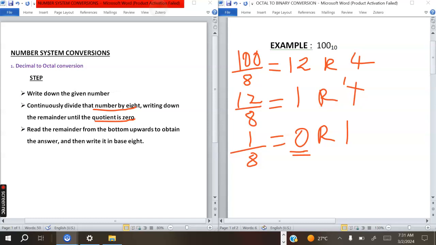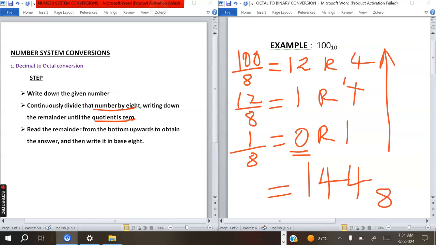Then the last step is to write the remainder from bottom upward to obtain the answer. So the answer should be read from the bottom upward. Therefore, we can conclude by saying that the answer is 144 base 8. That is the correct answer for converting a decimal number to an octal number. Okay, having done that, let's move now to the next example.